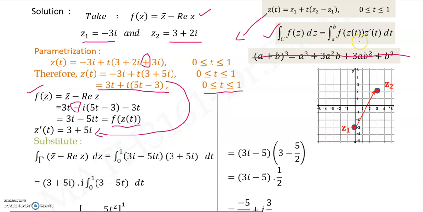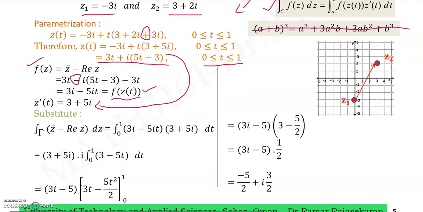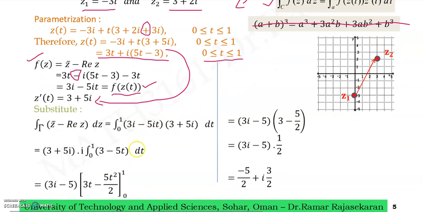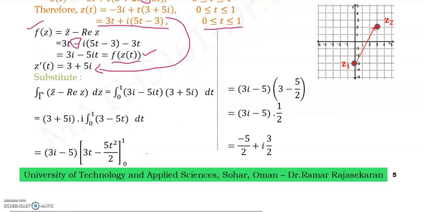Now what is f of z of t? That is here f of z of t, that is 3i minus 5it, so 3i minus 5it. Okay, now what is here z dash of t, is 3 plus 5i, that is (3 plus 5i) into, t dt. So now here 3 plus 5i is a constant, so you take it outside. Now here i is common, so i is also you take out of the integration. So now what is the remaining? 3 minus 5t dt. Then you do the integration, 3t minus 5t squared by 2, limit is 0 to 1.